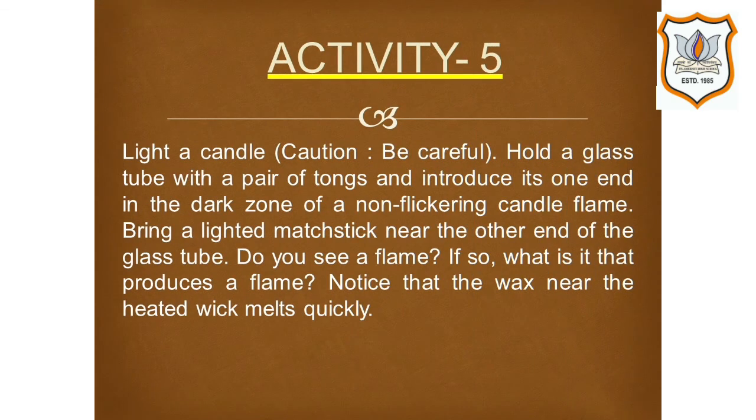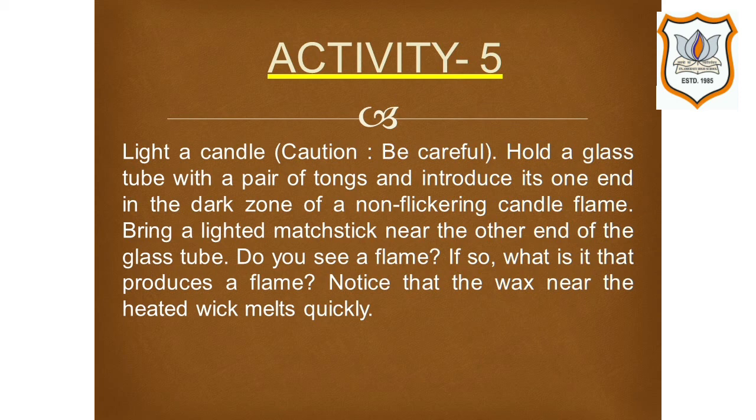Friends, now we will perform activity 5 to show that the innermost zone of a candle flame consists of unburned wax vapors. Light a candle. Caution should be taken that your hand should not burn. Hold a glass tube with a pair of tongs and introduce one end in the dark zone of a non-flickering candle flame. Bring a lighted matchstick near the other end of the glass tube.